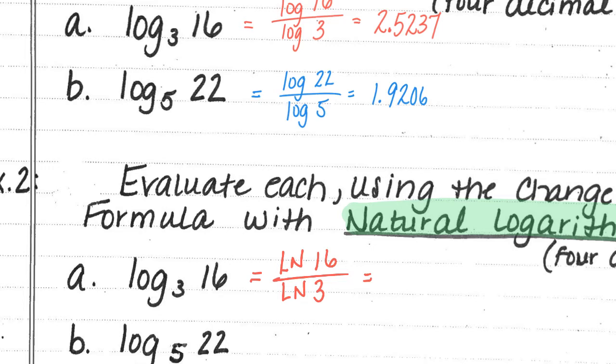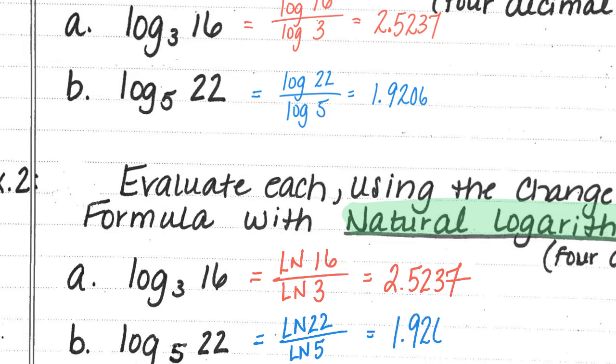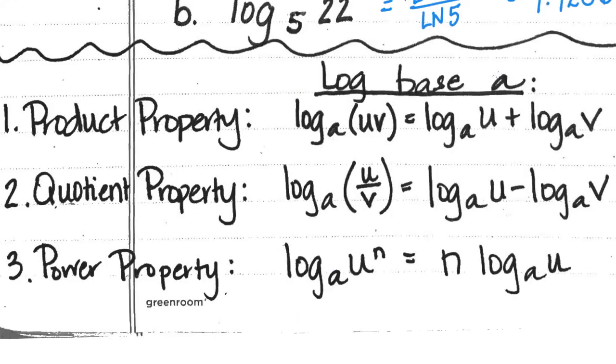And what do you find? When you put it in your calculator, you get the exact same thing. So for the next one, I'm going to write it as ln of 22 over the natural logarithm of 5. And I get 1.9206.